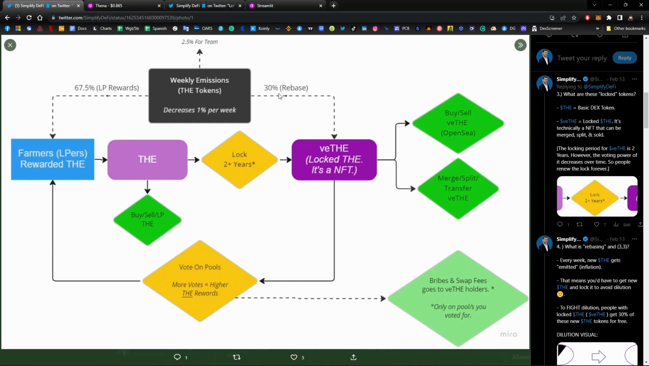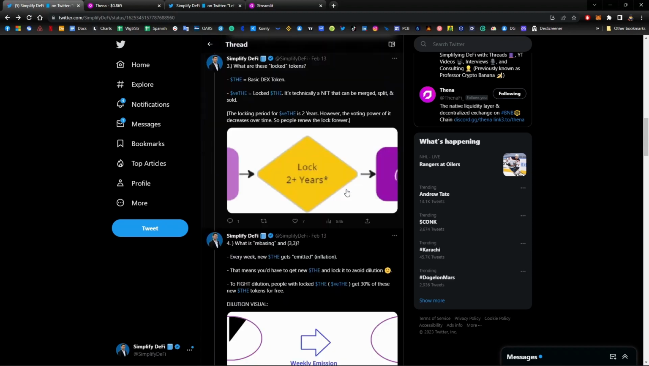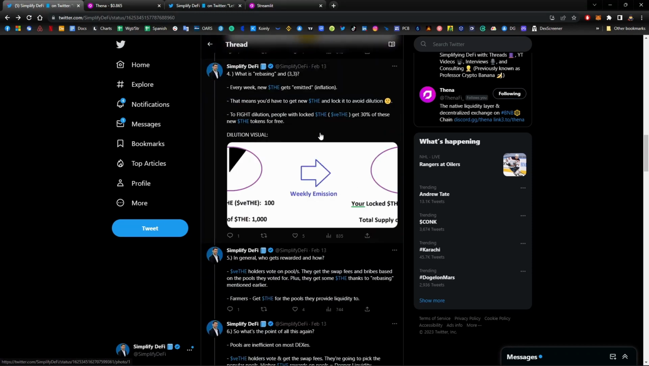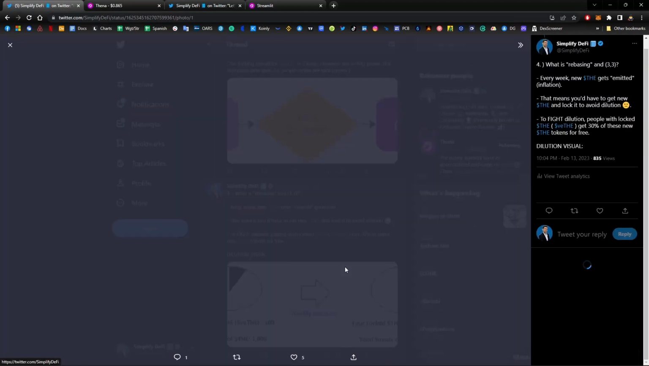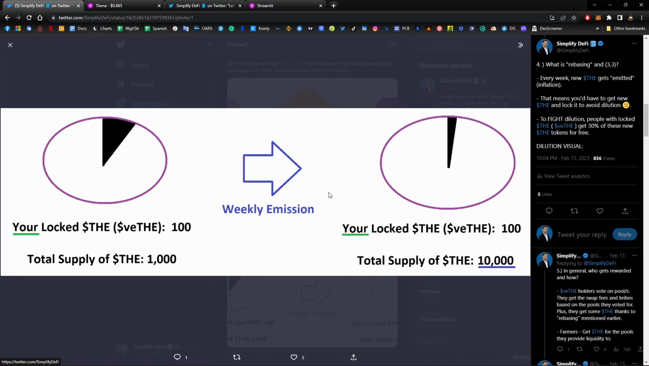So what's this whole rebase concept, right? The 30% goes to the locked voters. Well, let's take a look. So there's the concept of dilution. With so many tokens getting emitted each week, if you took the plunge and you locked up your token, right? And there's so many new tokens continually coming out, it's like, well, you're getting a less slice of the pie. So in this example right here, and these are just rough numbers, right?